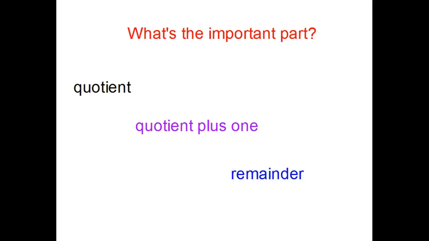This video is D11 and it's going to help you with finding out what's the important part. Because sometimes when I'm doing a story problem, I want my answer to be the quotient. Sometimes I need the quotient plus one, like if you're taking people on a trip someplace and you want to know how many vans, buses, cars you need. Sometimes the remainder is the important part because I want to know how many are left over or how many more I need to complete a set.